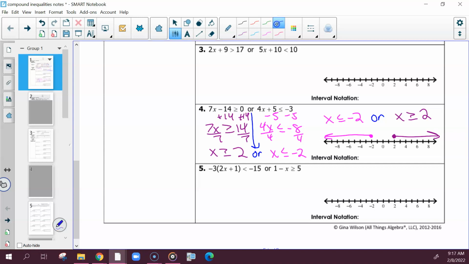Interval notation, we are starting at negative infinity, going to -2. Parentheses or a bracket, or, and then another bracket.